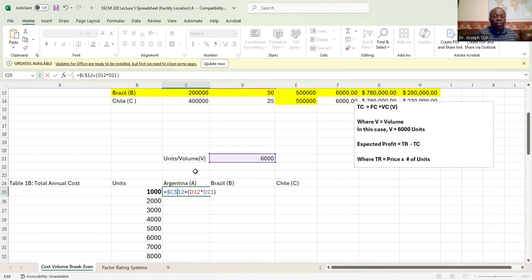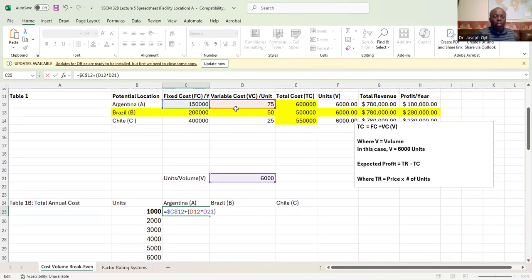Do the same thing here for the variable costs. Oh, I think I missed something. Let me remove the formula here and put it again. So you're going to be fixed cost, which is this, plus variable cost, which is this one here, times number of units, which is this one here. Okay, close it.